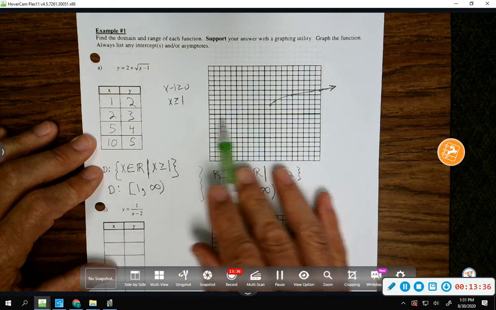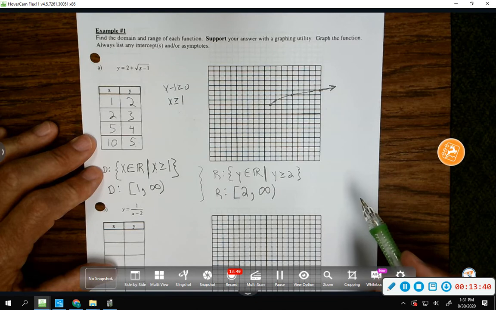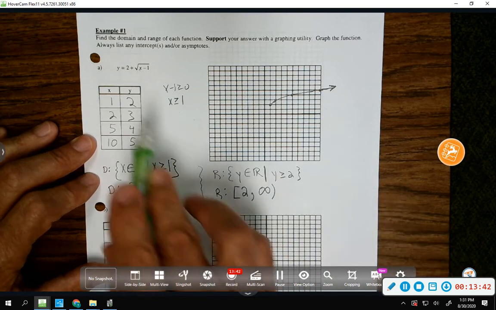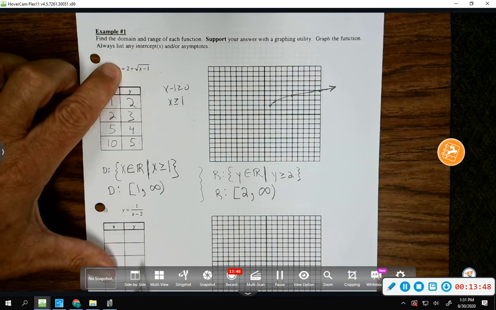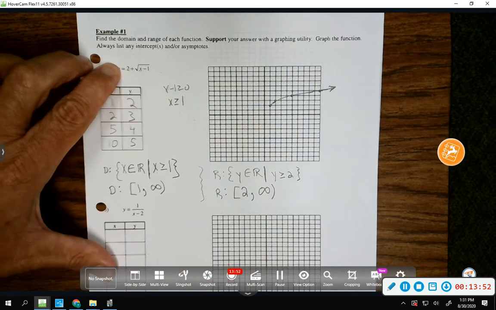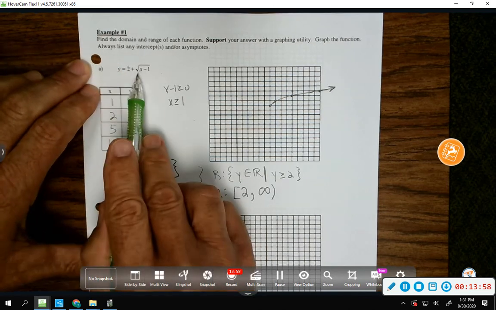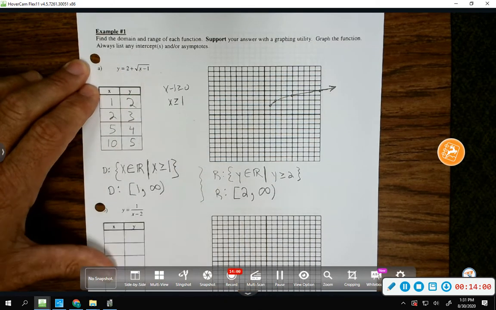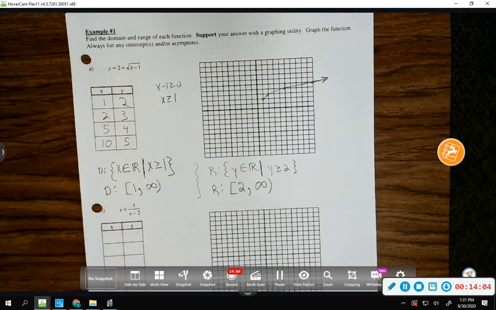This never crosses the x-axis. It never crosses the y-axis. There's no asymptotes. So we don't have anything to worry about in terms of that. Okay? Remember, to find an x-intercept, you always plug 0 for y. But if I subtract 2 to the other side, I cannot take the square root of a number and get negative 2. That's why there isn't any x-intercept. Likewise, in order to get a y-intercept, you plug 0 in for x. I cannot take the square root of negative 1. That's why there is no y-intercept.